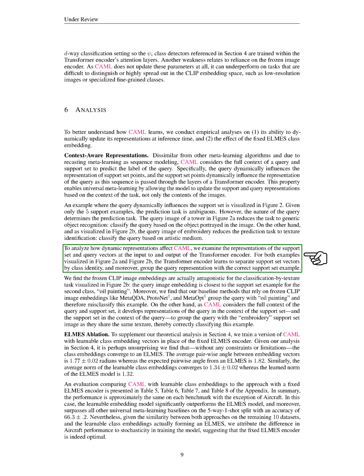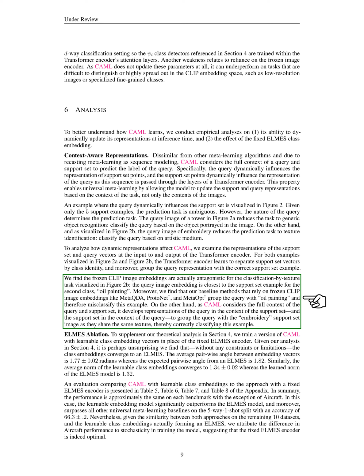We examined the representations of the support set and query vectors at the input to and output of the transformer encoder to analyze how dynamic representations affect CAML. For both examples, the transformer encoder learns to separate support set vectors by class identity and group the query representation with the correct support set example.